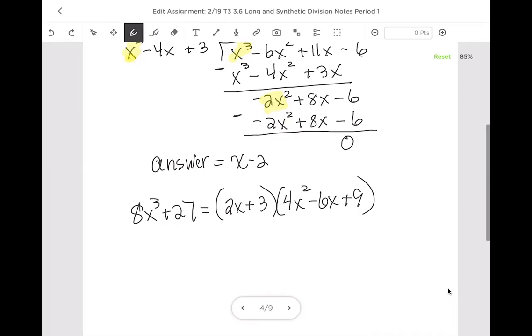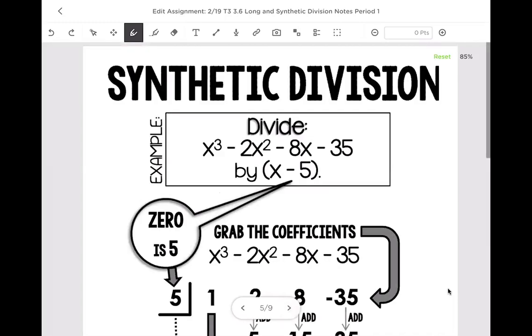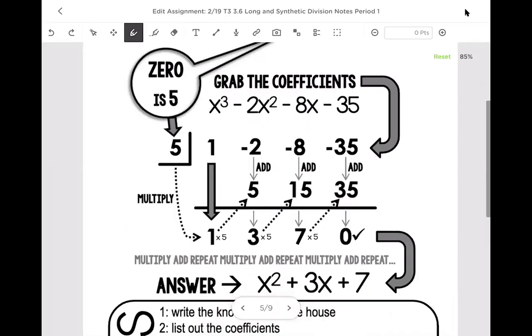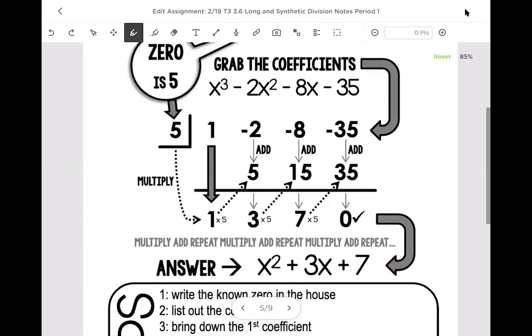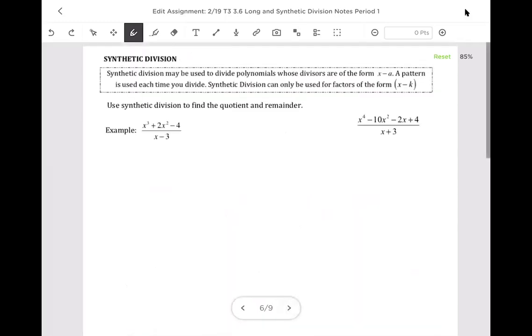Okay. Slide 5, synthetic division. Now, I always start with long division because it's the most tedious. Synthetic division is the smoothest, and it's the one that you will use most. So here's the steps for synthetic division in case you need to look back. I'm not going to explain them until I actually do a problem with you. So we are on slide 6.